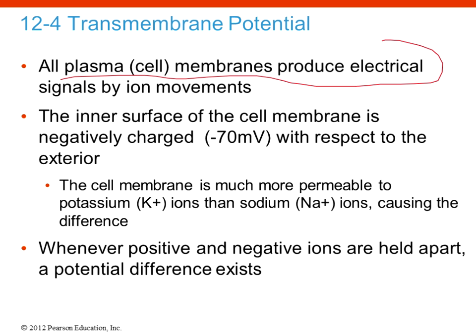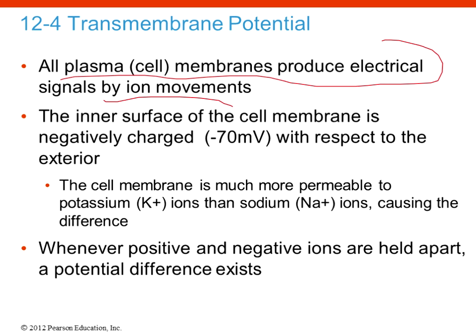And so all cell membranes can produce electrical signals by ion movements. We saw that when we did skeletal muscle, right? When the neurotransmitter acetylcholine bound to the skeletal muscle membrane, we said that open channels along that membrane allowed ions, positively charged ions, to move into the cell, and that resulted in a depolarization of that skeletal muscle membrane. Same thing can happen in the nervous system.